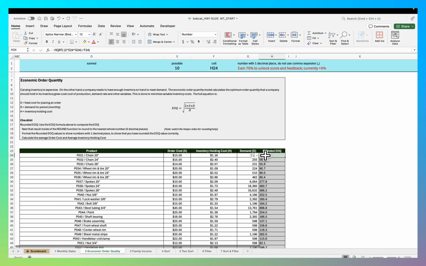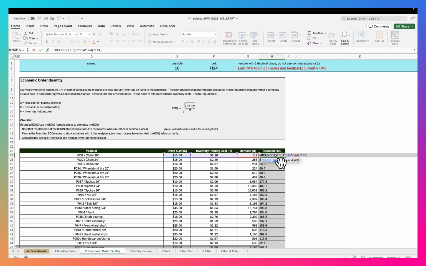So that means I have to take everything that I already did, the square root, and wrap it in a round function. So right after the equal sign, I type the word round. Now I'm rounding this whole thing, and this whole thing is treated as just one big number. And then at the end of it, I put a comma because round requires a comma and then the number of digits that I'm going to round to. I'm going to round to 0 digits. Type a 0, and then I'll close the round function.